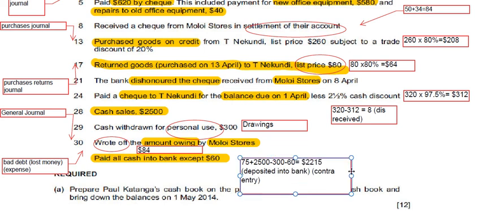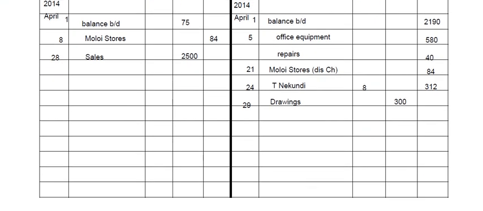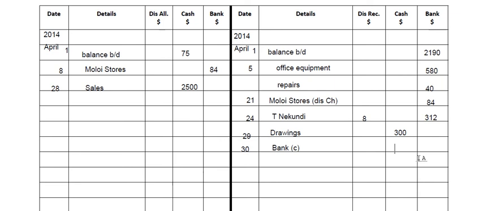So let's make an entry for that. We'll decrease our cash by, so on 30th we'll record bank and write a small c with it, and in the cash column we'll put the amount 2215. So this 2215 will go on the other side in the bank column. So on 30th, detail would be cash, and again a small c beside it to show it's a counter entry, and bank increases by 2215.